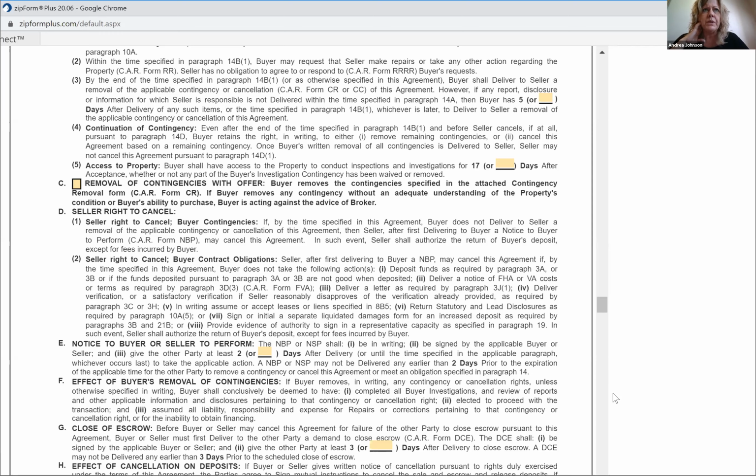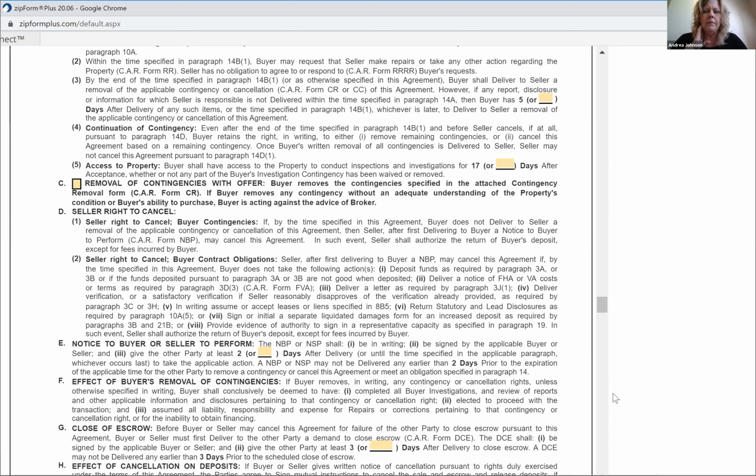So buyers will ask you, when they're doing the request for repair, how long do they have to respond? Or do they have to do this? Or they'll think that the seller has to do what they request, or that the seller has to do health and safety items or things of this nature. Seller does not even have to say, we received your request for repairs.